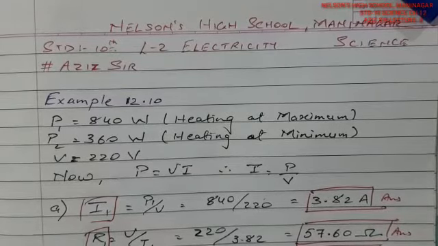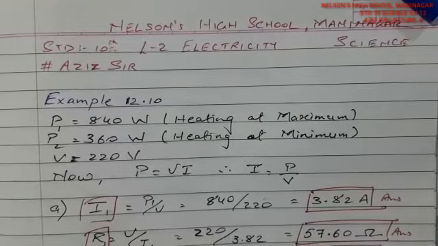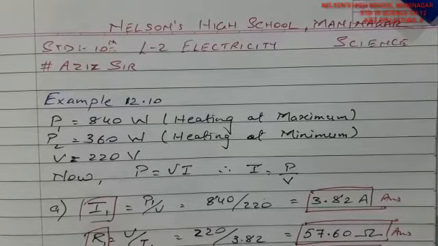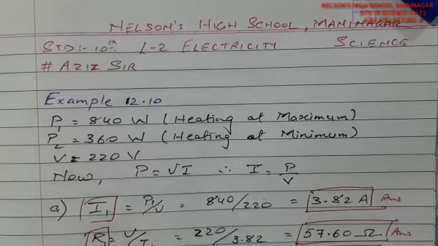Electricity. Today we are going to understand the sums which are given inside your book, that is sum number 12.10. So we'll start with sum number 12.10.